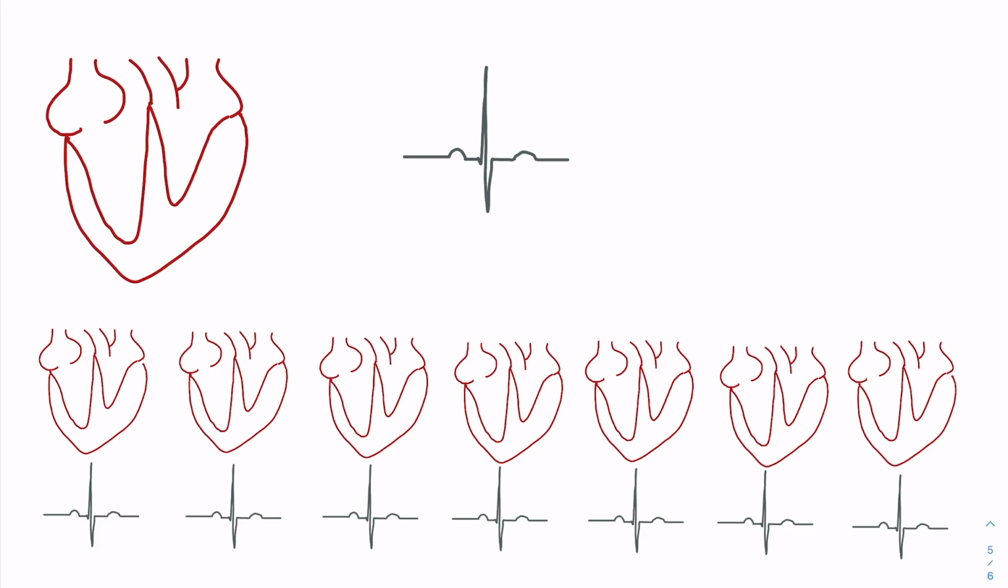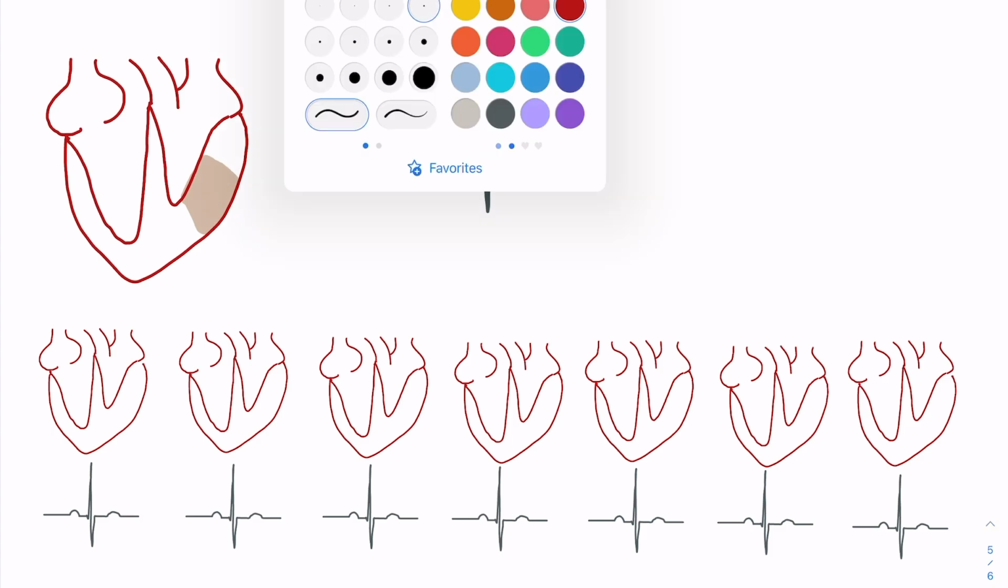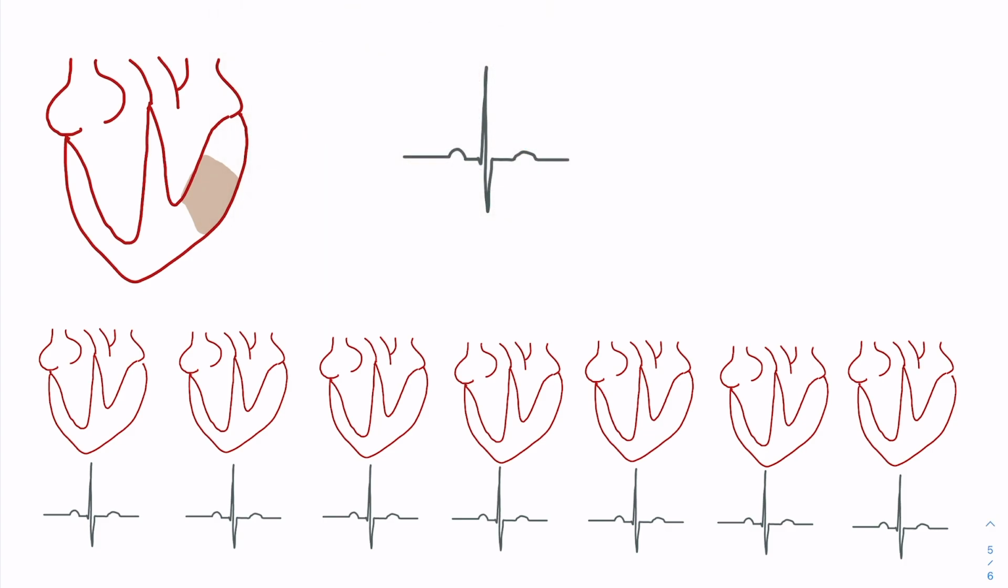So now that we've looked at the normal flow of electricity in a normally functioning heart, what we want to do is look at a heart that is having a myocardial infarction. And when we're talking about ST elevation MI, what we're talking about is a transmural infarction. What I've drawn in here is a patient who's having a full thickness infarct to the myocardial wall. So a transmural infarct is where we typically see ST elevation on the 12-lead ECG.